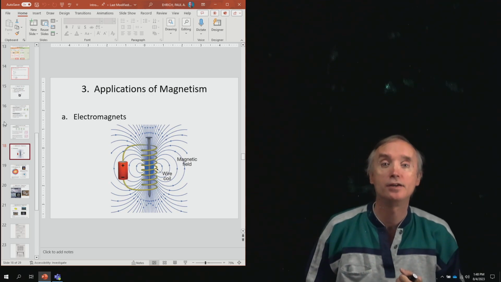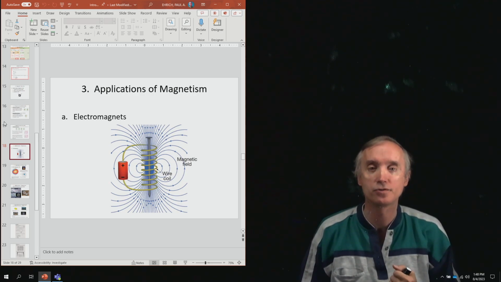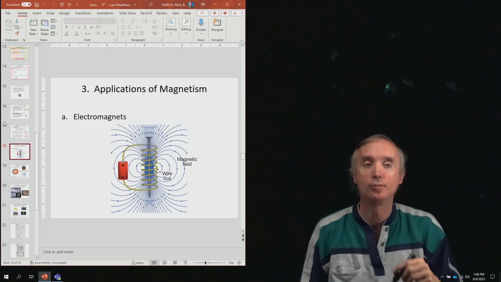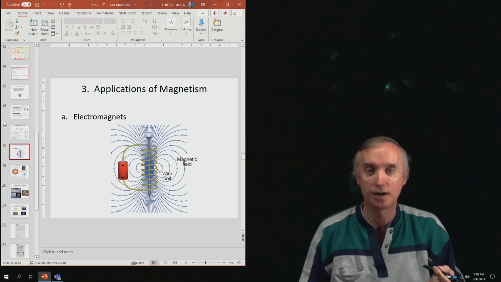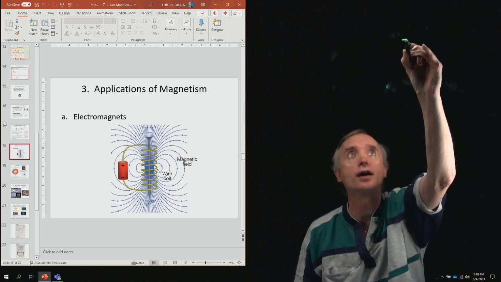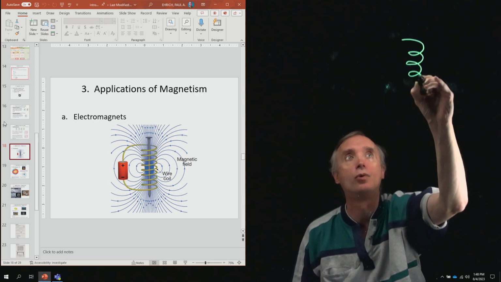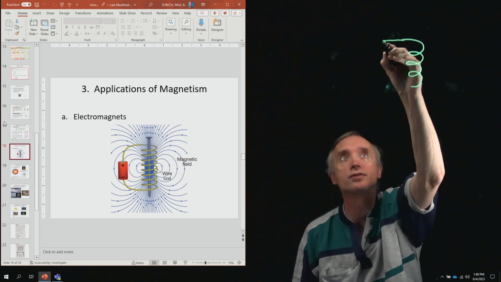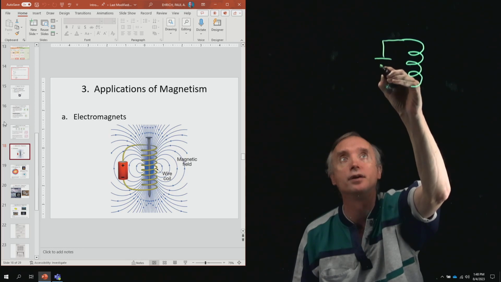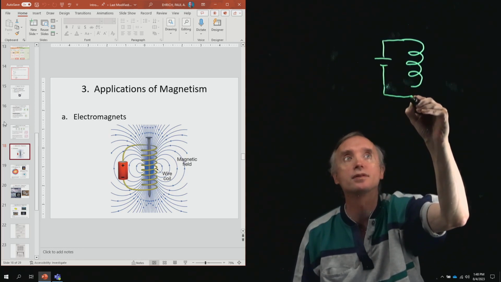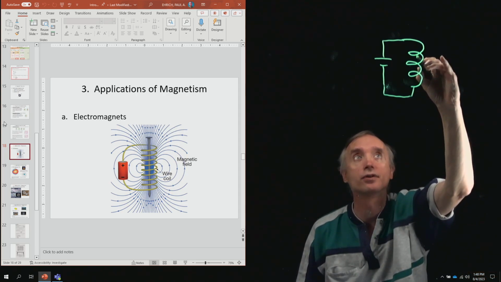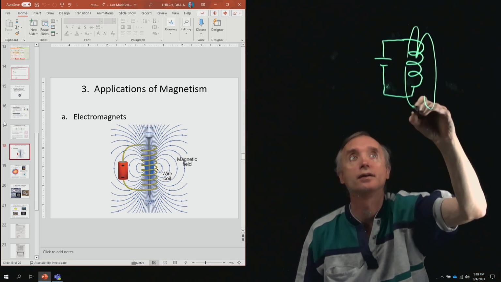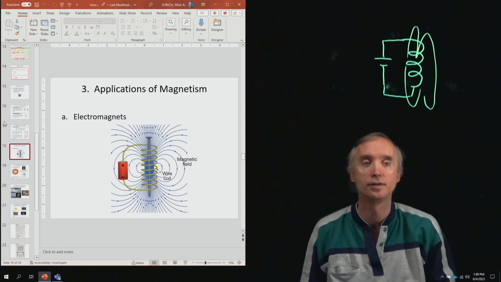Let's talk about some applications of magnetism, and the first one we want to talk about is the electromagnet. We've already actually talked about this when we mentioned the inductor. If you have a coil of wire and you attach that to a battery, it's going to set up a current in the coil, and that in turn is going to make a magnetic field.